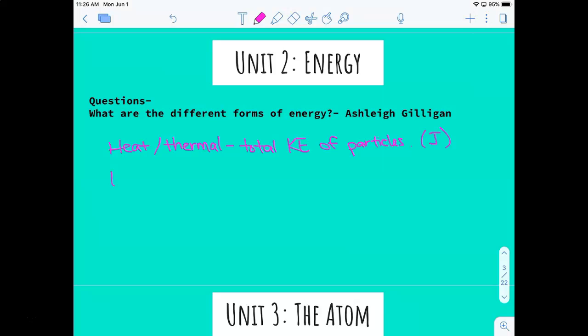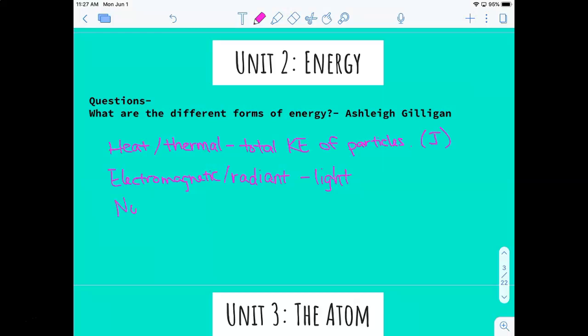We also have electromagnetic or radiant energy. And really that's just light. So where you would see questions about light is when electrons move from the excited state back to the ground state, they emit light. So that's usually where we see talking about light energy in chemistry class.